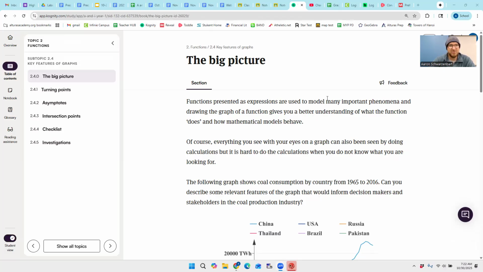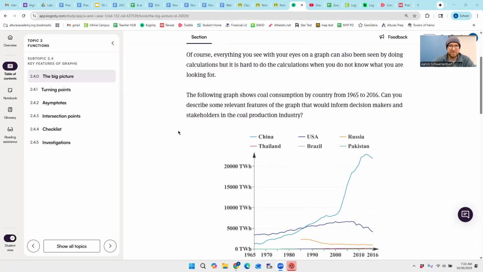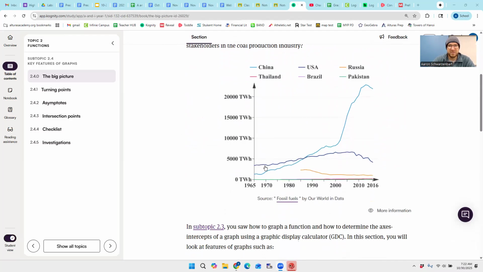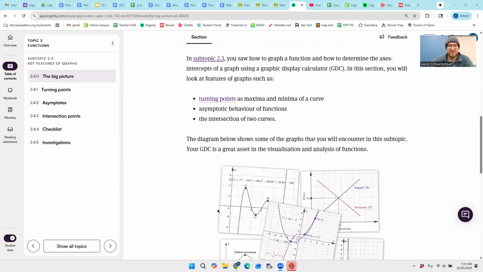Okay, this is section 2.4, and it's about key features of graphs. Specifically, we'll be looking at turning points, asymptotes, and intersection points. Kind of the big picture. Another thing that is kind of a key feature is growth rates. That relates to calculus, so we'll get to that later on. But all are kind of big, important key features. High points, low points, turning points.